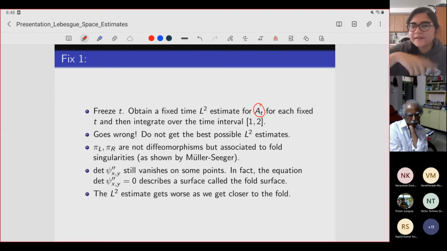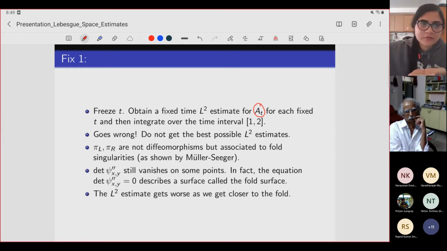And this was used by Seeger in their paper. And what do I mean by that? What I'm saying is that even though the mixed Hessian of psi in this case is a square matrix, its determinant still vanishes on some points. In fact, if you look at the equation which says the determinant of the mixed Hessian is 0, then it describes a surface which is called the fold surface. And this is where things go bad. In fact, you can do a decomposition with respect to distance from the fold surface, and the nearer you go to the fold surface, the worse your L2 estimates get. So that's the problem.